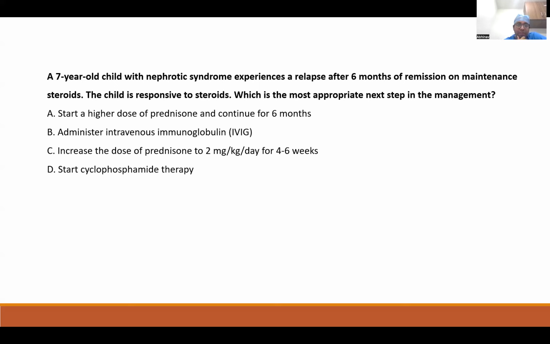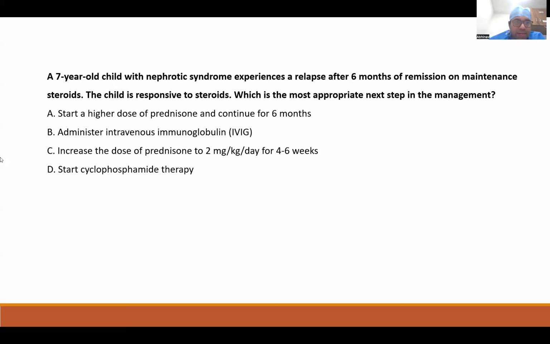A. Start a high dose of prednisolone, continue for 6 months. B. Administer IVIG. C. Increase the dose of prednisone to 2 mg per kg for 4 to 6 weeks. D. Start cyclophosphamide therapy. So now this child with nephrotic syndrome has experienced a relapse after 6 months of remission on maintenance steroids. So how do you go about this question?